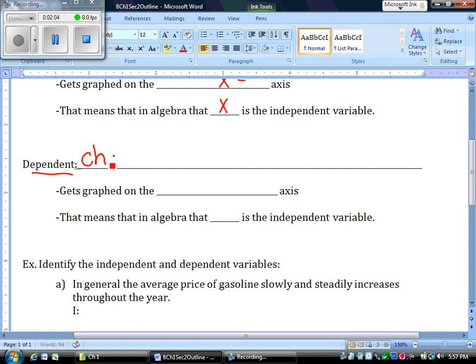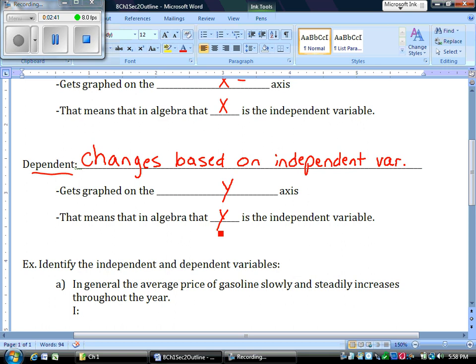it changes based on your independent variable. Right? So our dependent variable changes based on our independent variable. We get to pick what the independent variable is. The dependent variable is going to change based on what the independent variable is. This is going to get graphed on our y-axis, and so y is our dependent variable.